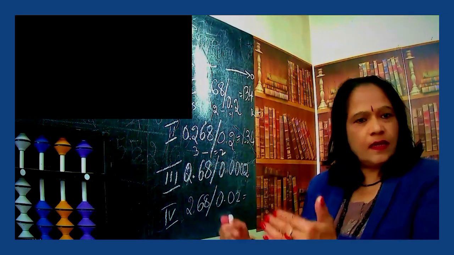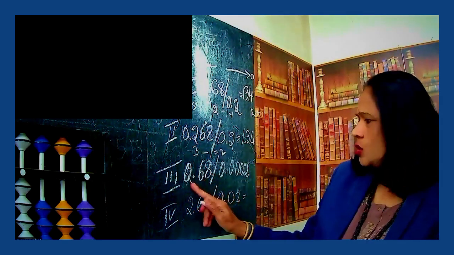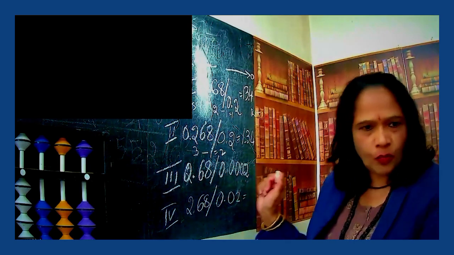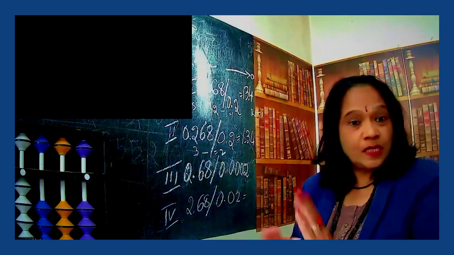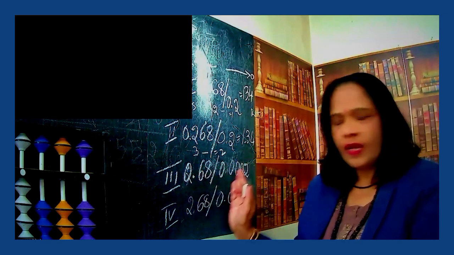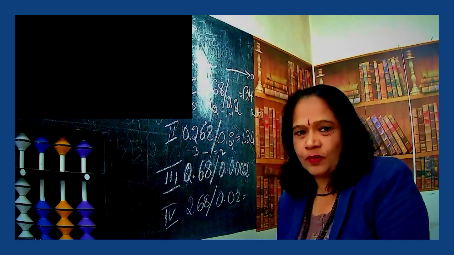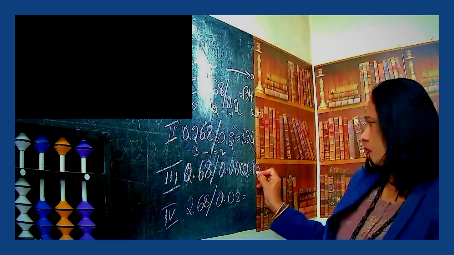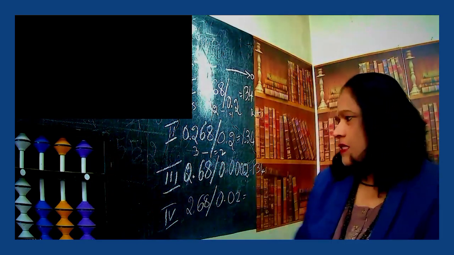Okay. Now let us see the third type. The third type is, you see, on the left-hand side, 2.68 divided by 0.0002. Now, only the difference is in the decimal points. If you take the whole numbers, it is 268 divided by 2 itself. The answer we know, 134, is the answer as it is. I'm going to write here, 134. That is the whole number answer. Now we should put the decimals.